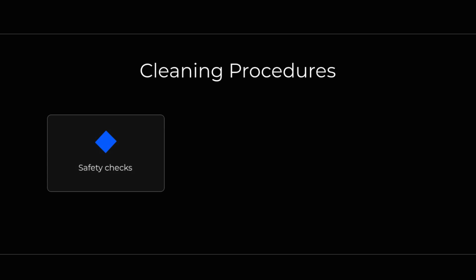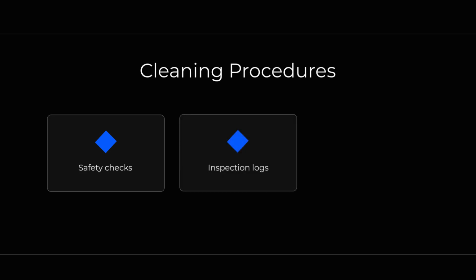The SOP also needs clear cleaning procedures for dusting, vacuuming, mopping, restroom cleaning, waste disposal, and high-touch sanitization. Safety and inspections cover protective equipment use, chemical handling, slip hazard prevention, visual cleanliness checks, and corrective actions. Documentation includes cleaning logs, inspection reports, incident reporting, corrective action tracking, and maintenance requests.